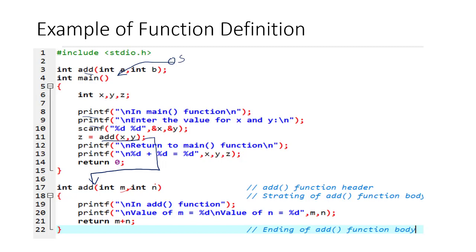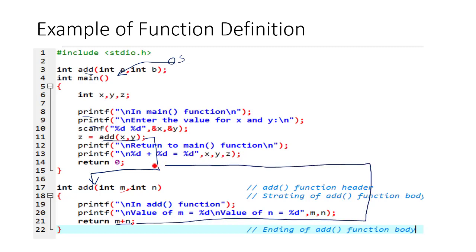Then the add function will perform its task and it will return the value of m plus n. Now from this point it will go back to the calling function. In this case our calling function is the main function, and it will go to the next task to be performed. What is the next task? To assign the returned value to z. So from this point it will go to the point where z will be assigned the value of m plus n.